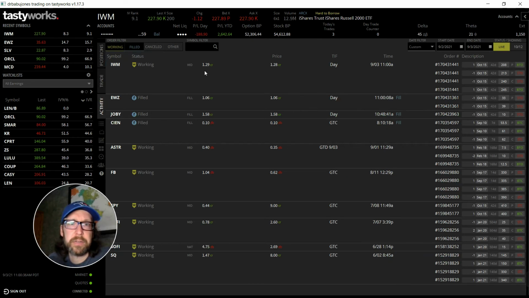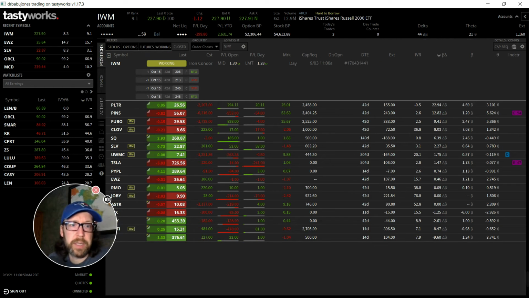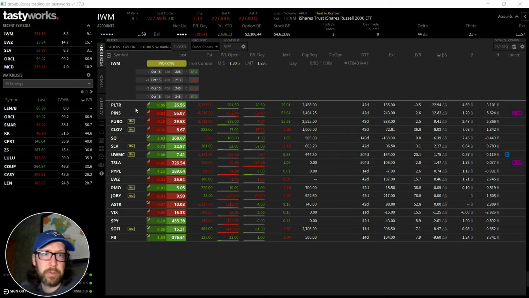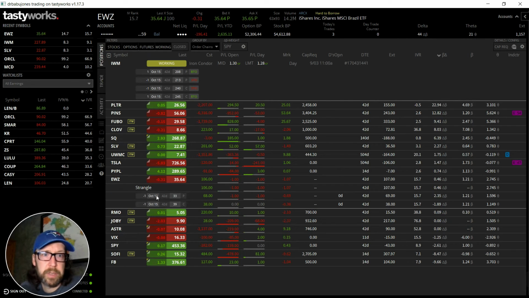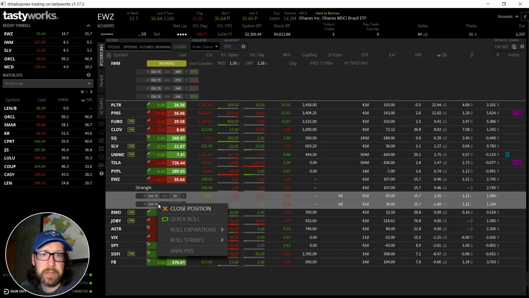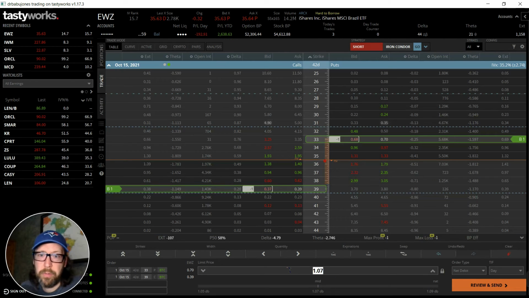I'm expecting this to get filled in the next few minutes, especially since right now it's at about $1.30 at the midpoint and I'm only asking for 128. So this should get filled. Let's go to EWZ, because that one filled already. Where are we here? Positions, EWZ, there we go. I need to put the GTC order in right now for 50%. I got $1.06, so let's buy this back for 52. That's going to be the GTC to close that out.